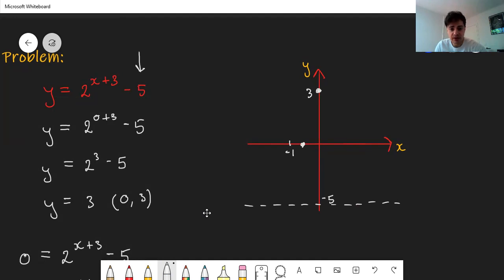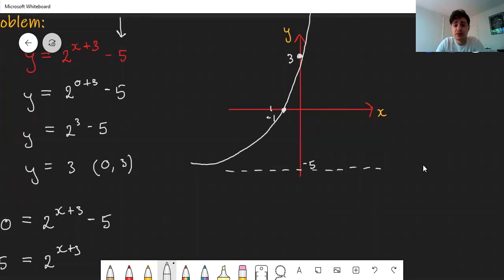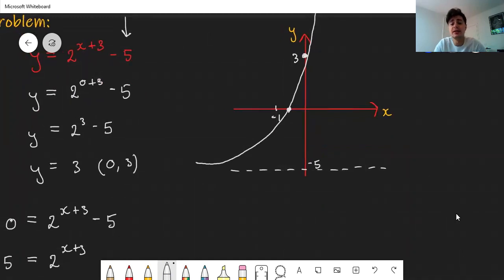So what we end up with in this situation, I'll try my best to sketch it properly, is that the graph takes on this appearance. Once we've got the graph, we need to look at it and state what we think the domain and the range is. So the domain, remember, is all of the x values that this function exists for.